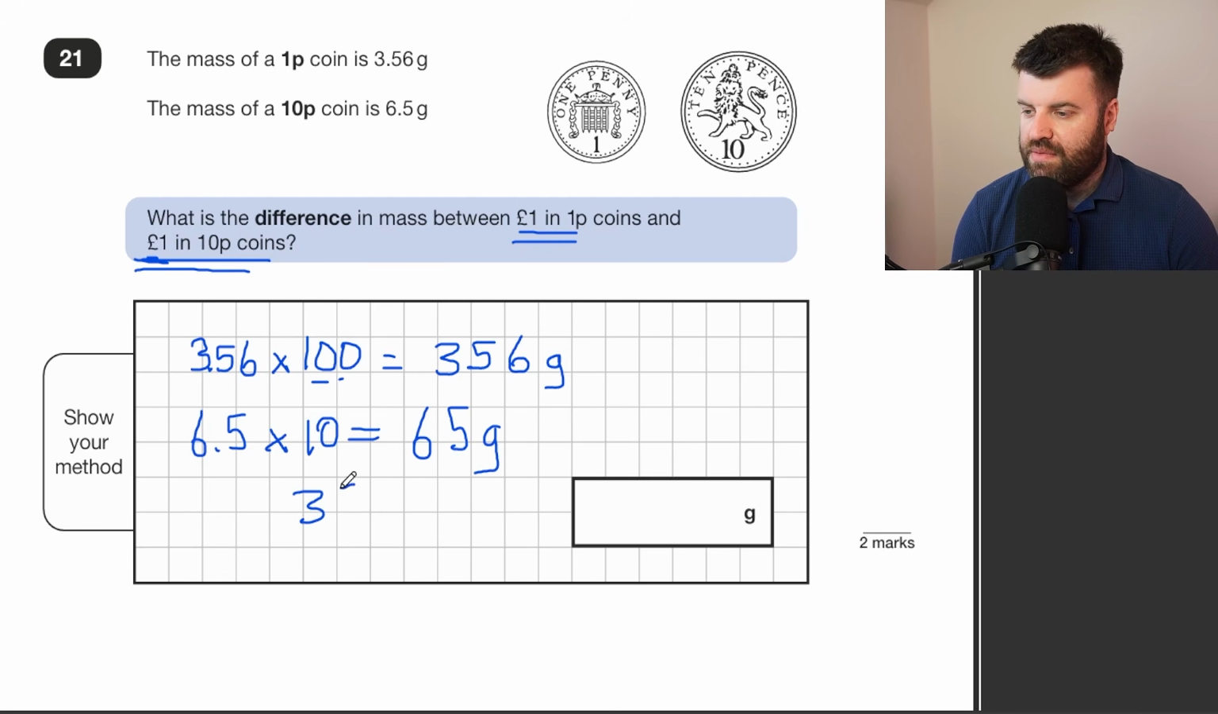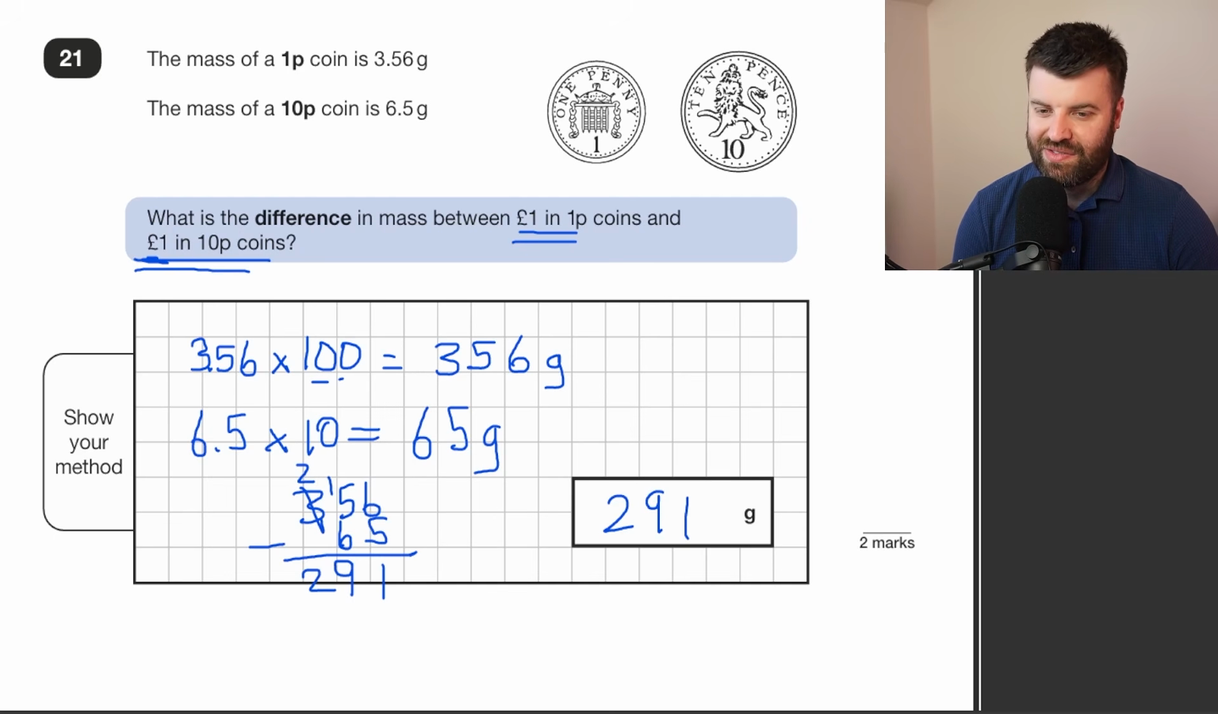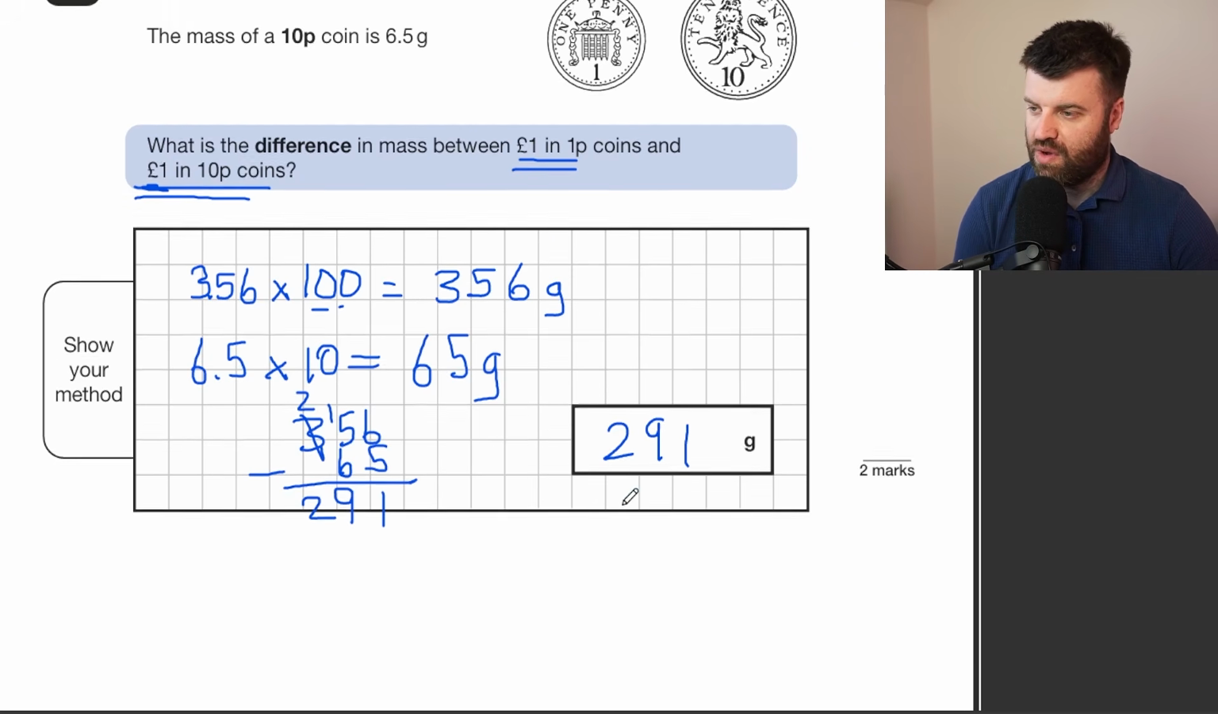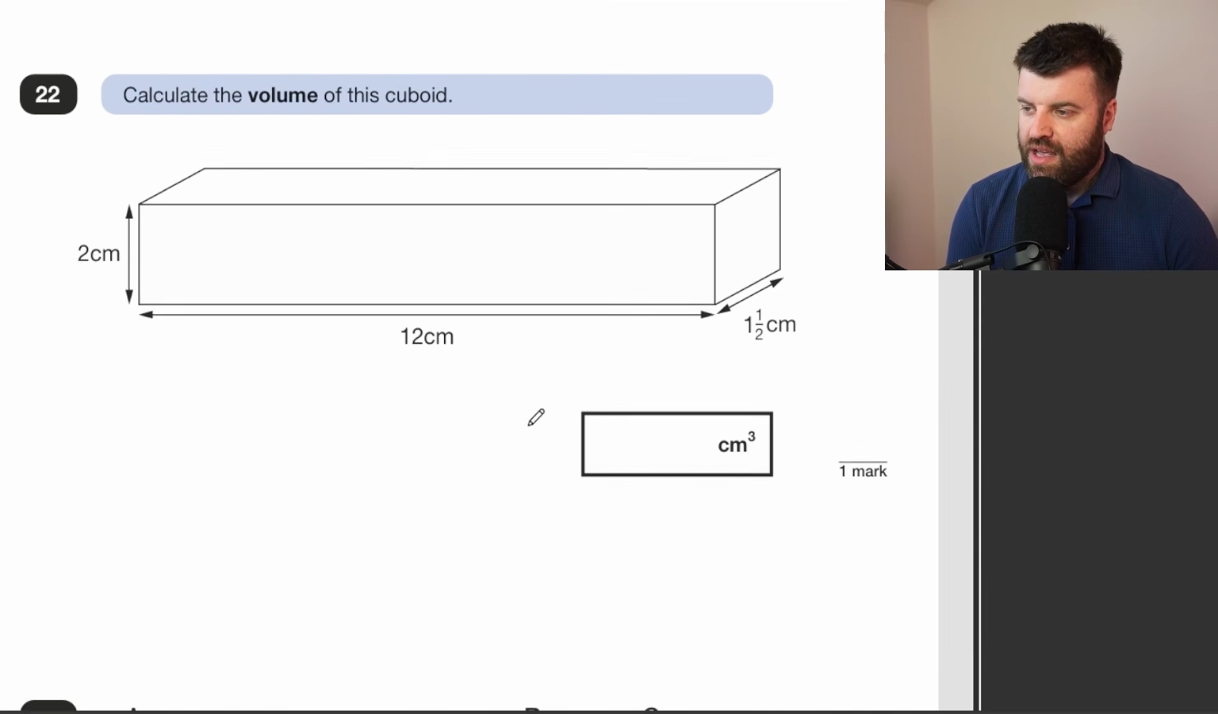So I'm going to line up 356, take away 65. 6 take away 5 is 1. Exchange over here because we have to. 15 take away 6 is 9, and the 2 drops down. The difference is 291 grams exactly. And we're already given the g there, so we just need to make sure we write the 291 down accurately.